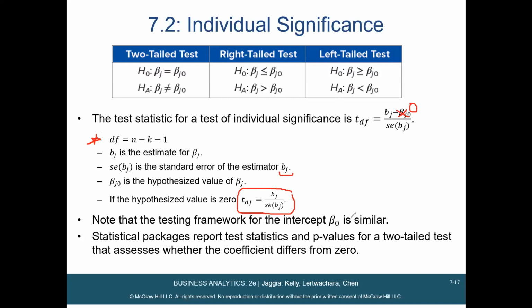If you wanted to test about the intercept, whether or not it's different from zero, which is rare, you could do the same kind of setup. But usually we don't focus on that very much. Statistical packages like Excel's regression analysis tool report the p-values for a two-tailed test, and they always have the beta j sub zero, the specific value, be a zero. So we're testing whether the slope is different from zero.